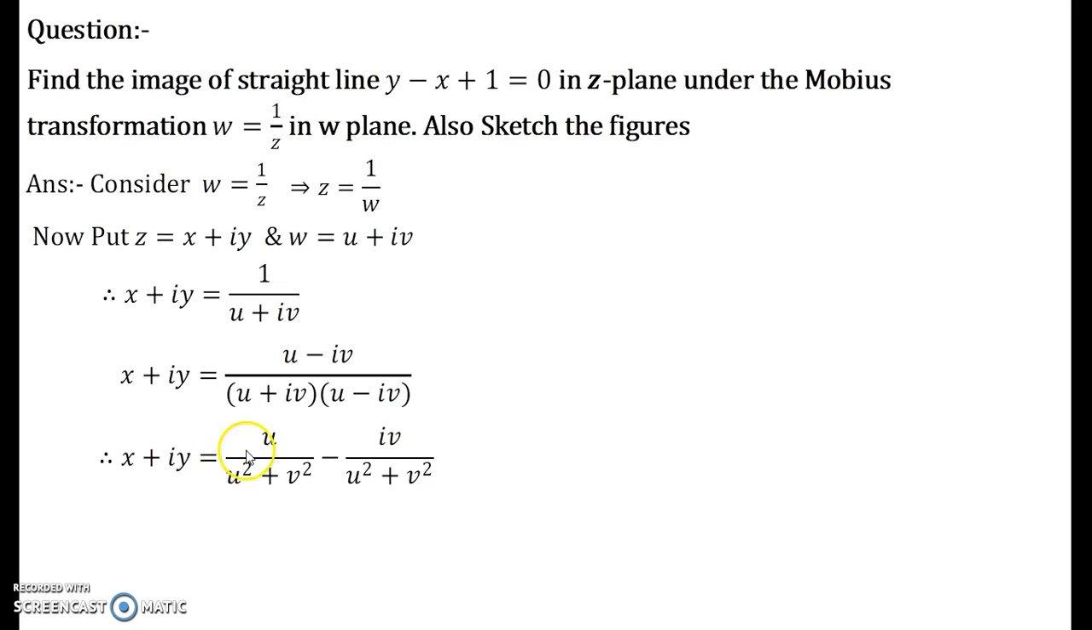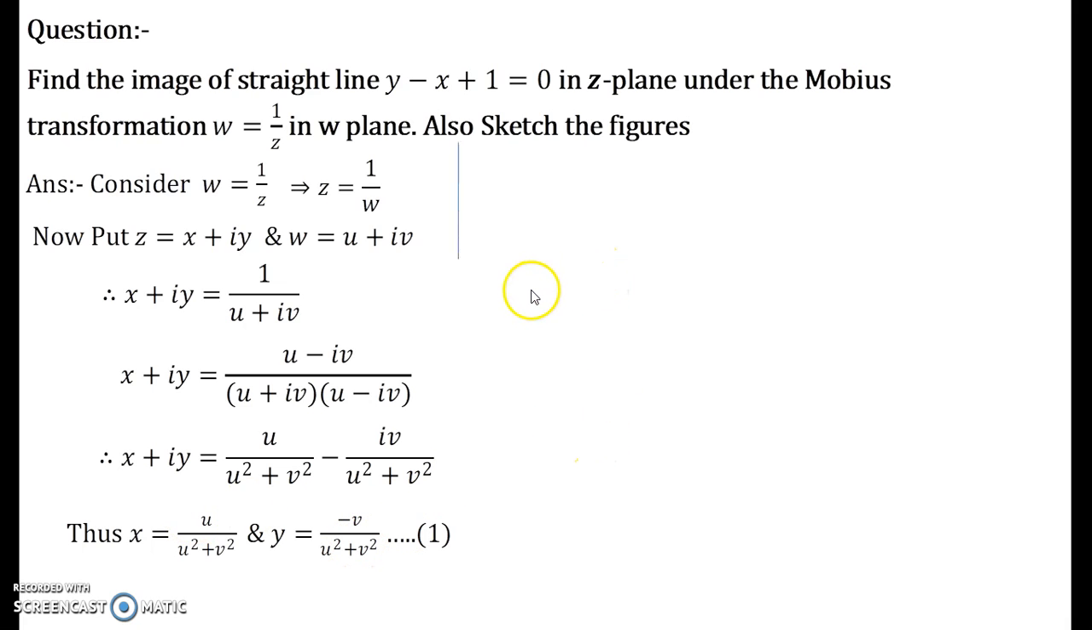x plus iy equal to u upon u square plus v square minus iv upon u square plus v square. Now if you observe, the LHS is a complex variable function and the RHS is also a complex variable function. So x plus iy, these are equal if and only if the real part and the imaginary part are equal. Thus what we get is x equals u upon u square plus v square and y equals minus v upon u square plus v square. So what we get here is the expression for x and the expression for y.